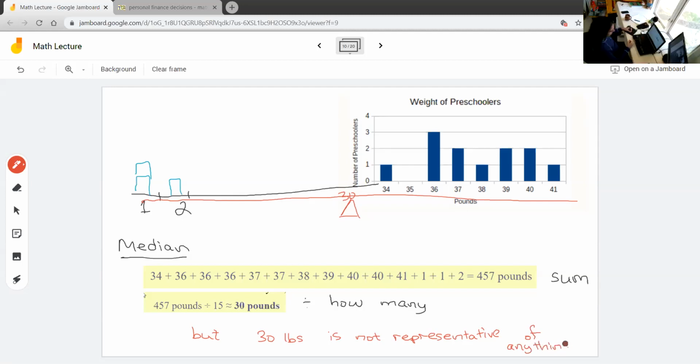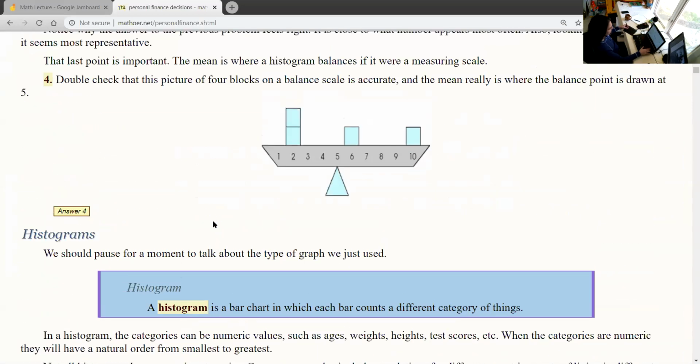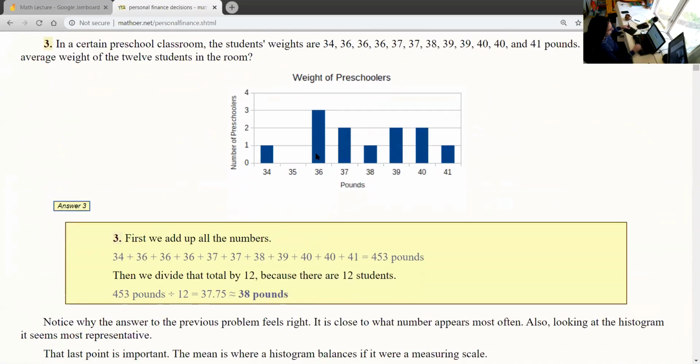Let me go back up to the other one so I can flip back and forth better. So when we had only the preschoolers, their weight was 453. And we divided by the 12 of them and we got 38. And 38 really was a good representative number for this crowd of preschoolers. Only one of them was 38, but that's fine. If I bought life vests for a 38-pound child, we could go canoeing or something like that, right? It represented the group in a general way.